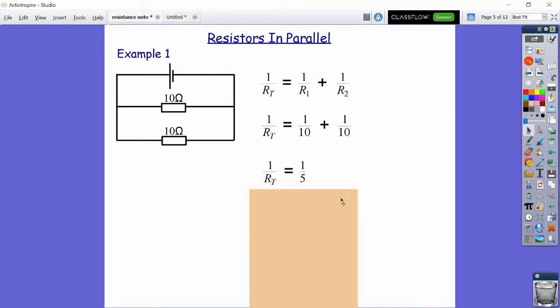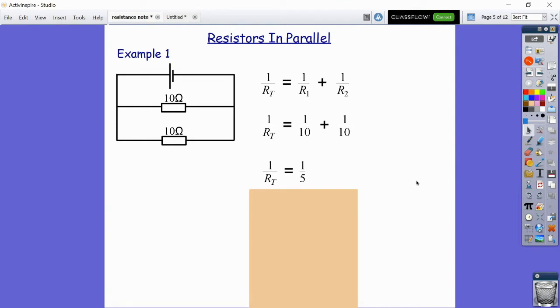Okay, but that's not our final answer because we've not found total resistance. We've found 1 over the total resistance. So I've got options for you again. In maths, you'll have seen some formulae that look like this. We've got a fraction equal to a fraction, and you might want to cross multiply here. That's absolutely fine.